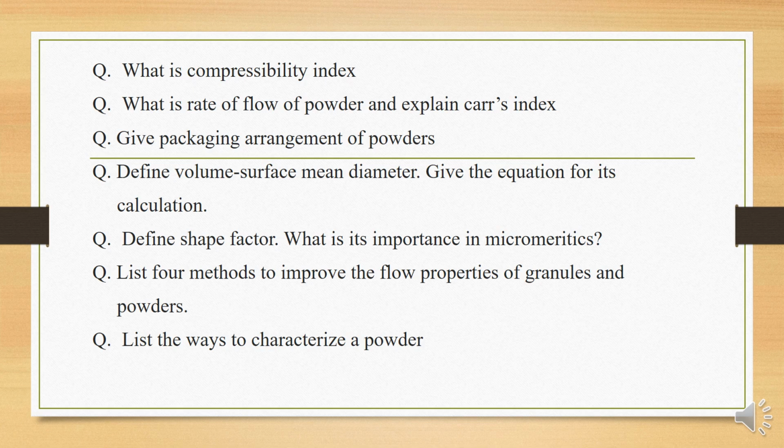Next question, give packaging arrangement of powders. Under porosity we have seen that different packaging arrangements are there. We can arrange the particles in a closed packing. At that time the porosity epsilon is equal to 26%. If you arrange in a loose packing, it increases to 48%. Normally pharmaceutical powders are arranged very closely, so at that time the porosity is less than 30%. You can write this point with the help of a diagram. It will give more marks.